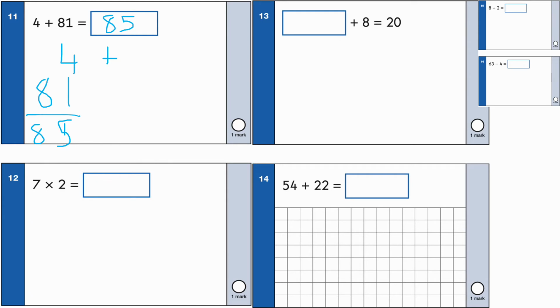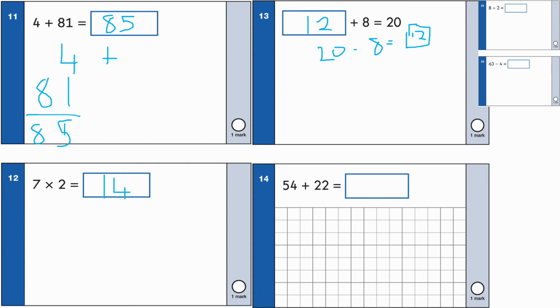Okay, 7 times 2 is 14. Something add 8 is 20. Well, if I work backwards, so if I do 20 subtract 8, that's going to tell me what the missing box is. So 20 minus 8 is equal to 12. Okay, because 12 plus 8 is equal to 20.